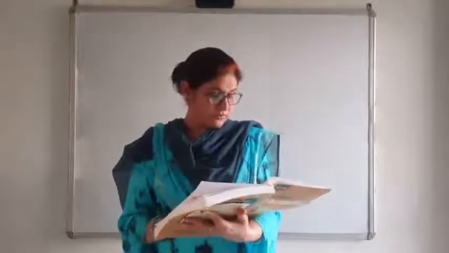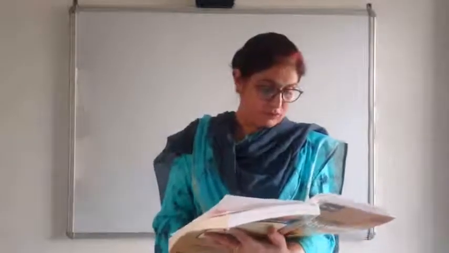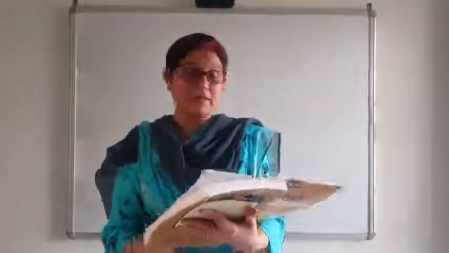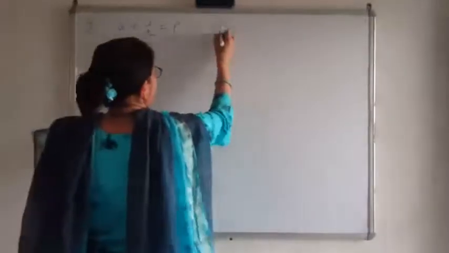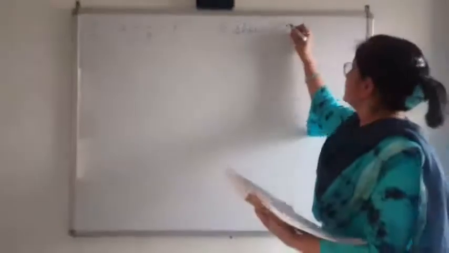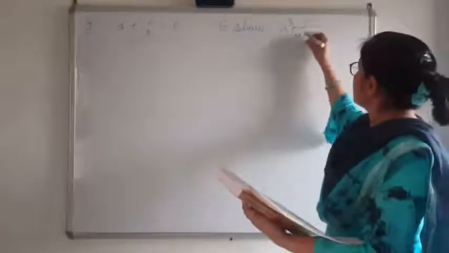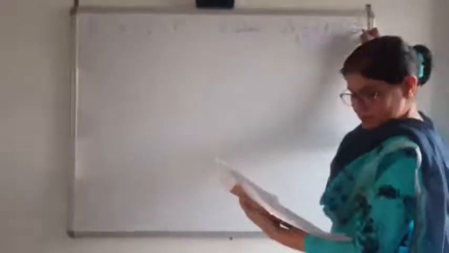Now question 4. In question 4, the value of a plus 1 over a is given as p, and you have to show a cube plus 1 over a cube is equal to p into p square minus 3. So what is given in this question? a plus 1 over a is given as p. You have to find or show that a cube plus 1 over a cube equals p into p square minus 3.